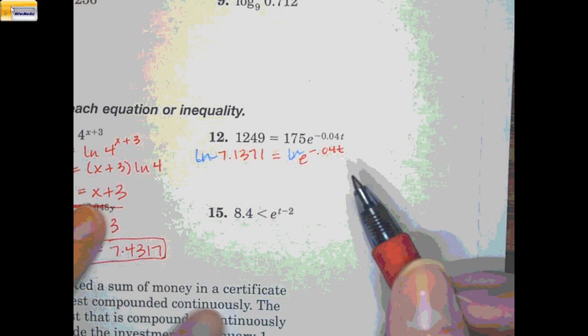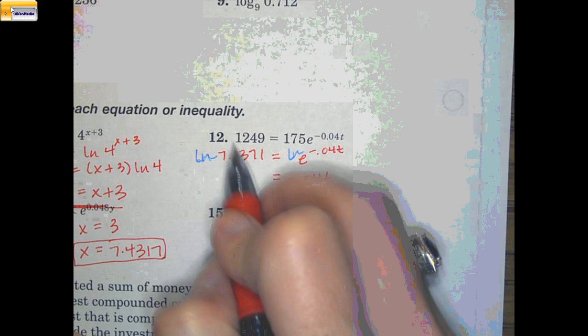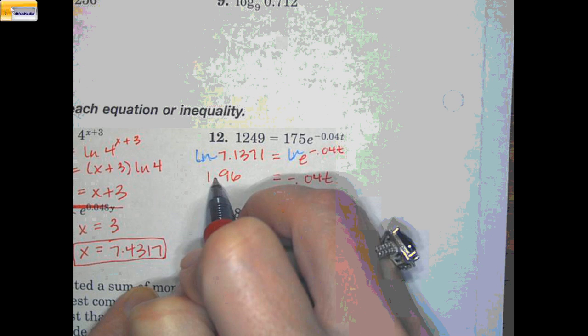Okay, this is the part where you get to do your magic. I'm going to put a natural log in front of both of them because whatever you do to one side, you have to do to the other. When I have natural log next to e, poof, disappears. So on the right-hand side, all I have is negative 0.04t. On the left-hand side, I can type that in my calculator. Natural log of 7.1371, and I should get 1.9653.